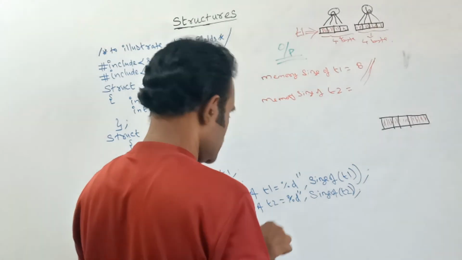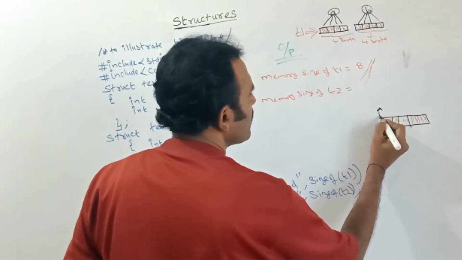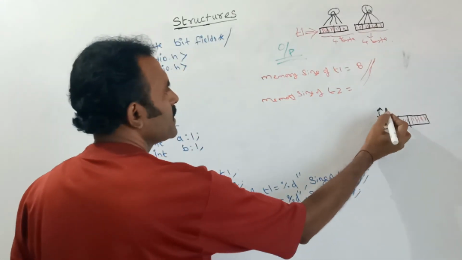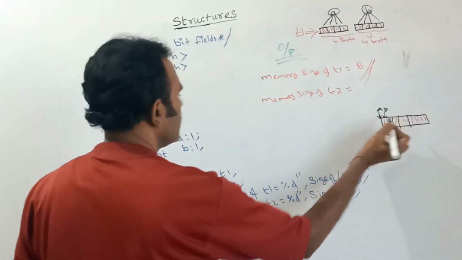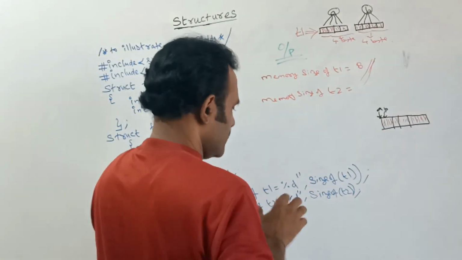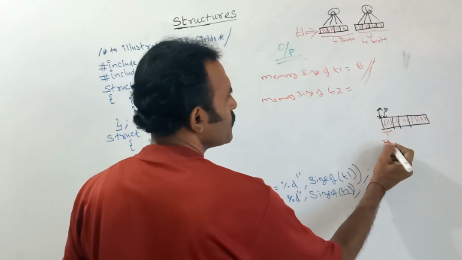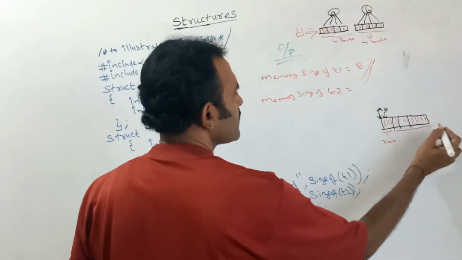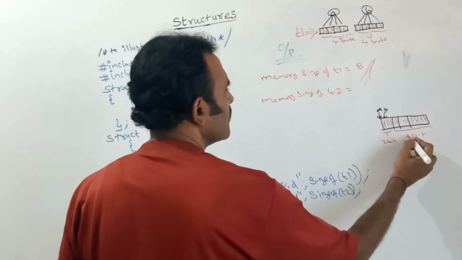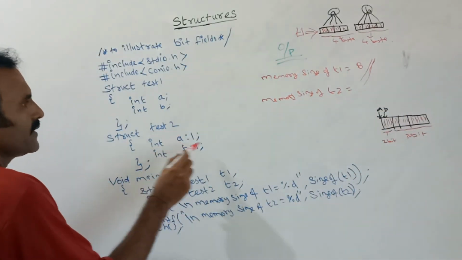So here I am aligning the value A 1 bit. So first bit is used for A and the second bit is used for B. Among this first byte, 2 bits only used. So the remaining 30 bits are now free. So here I allocated 2 bits.